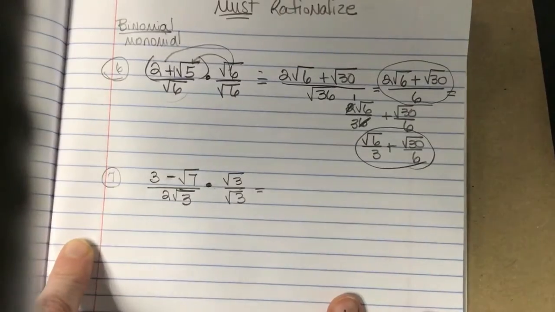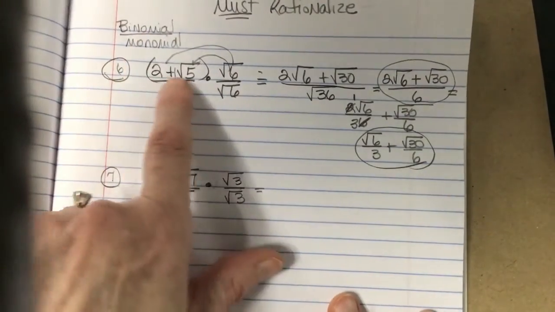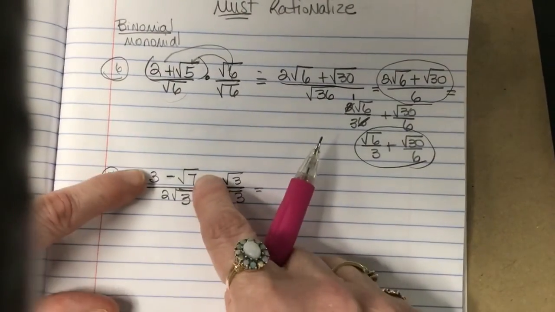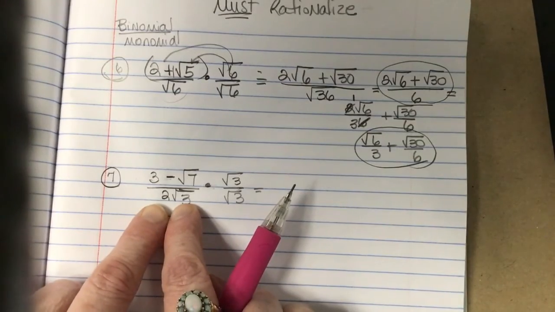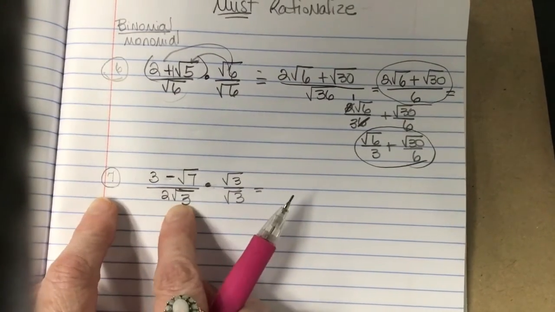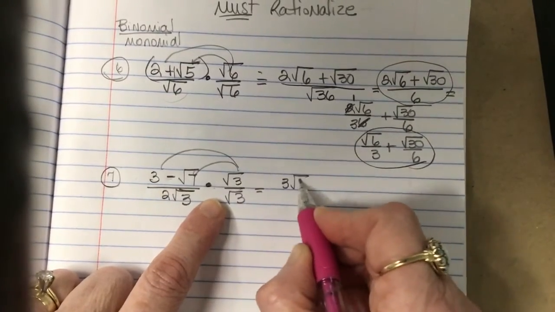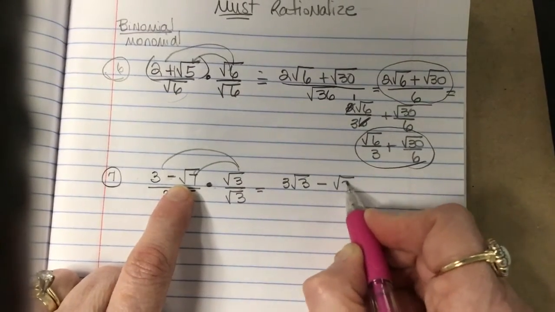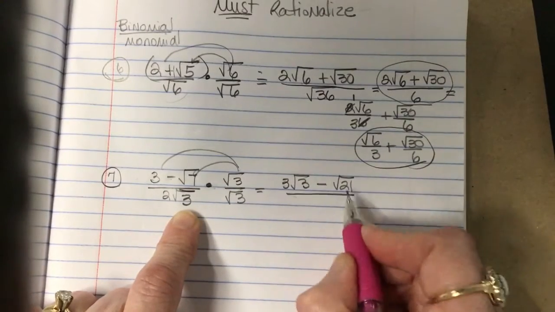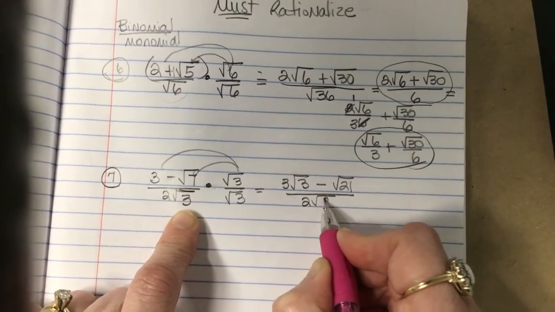These are definitely Algebra 2. This is called a binomial because it's two things added together. This is a binomial. This is a monomial. It doesn't have any adding and subtracting. It's just one term. So distribute, and you get 3 square root of 3 minus the square root of 21 all over 2 square root of 9.